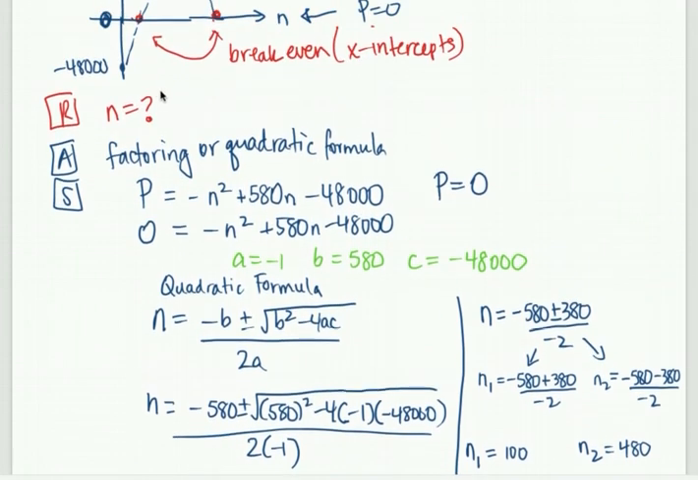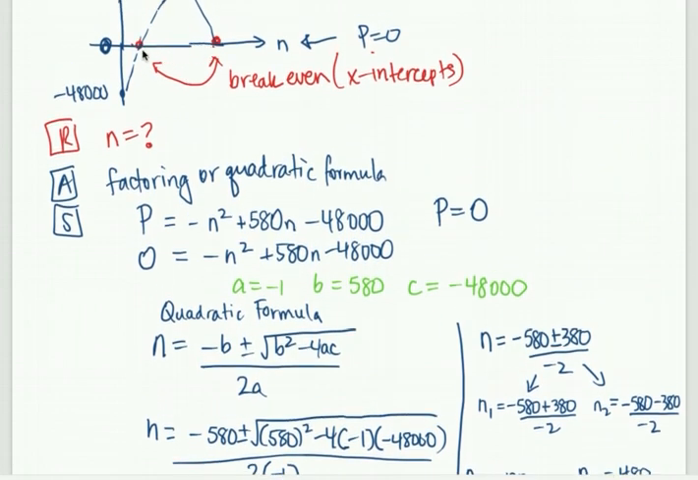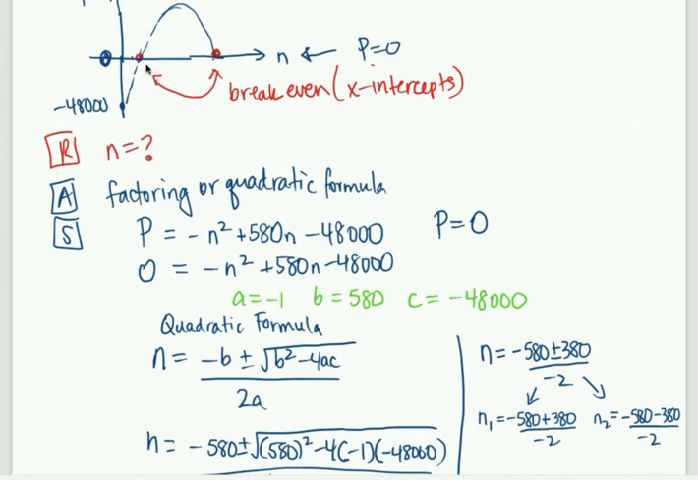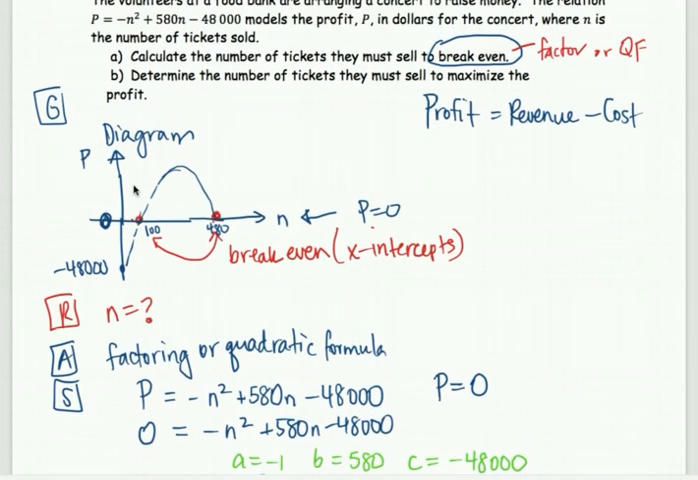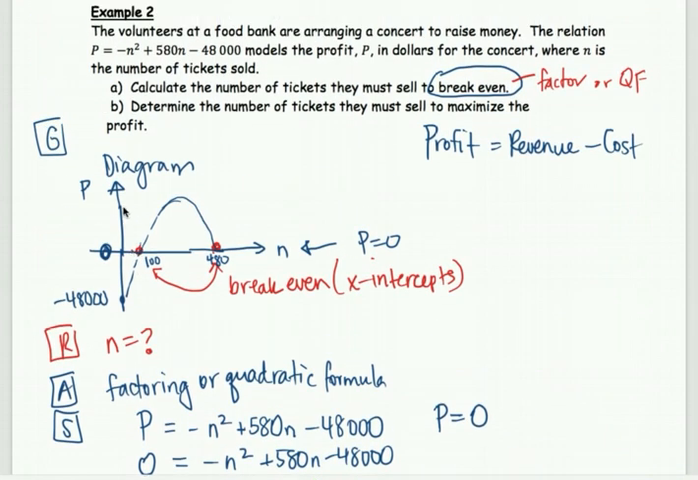So again, if we're looking back at this diagram, these are the two spots here, so 100 and 480. These are the two spots where your profit will be zero. Okay, so if you think of it as this is the number of tickets sold here.